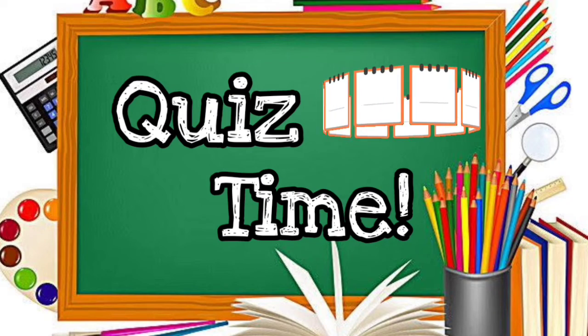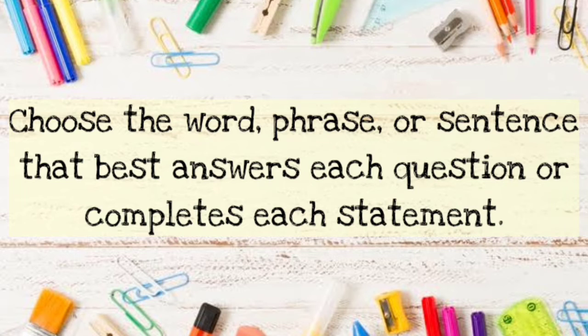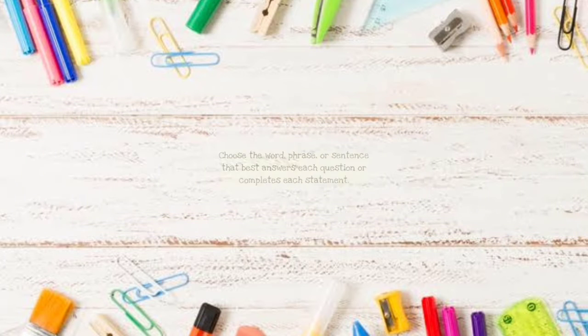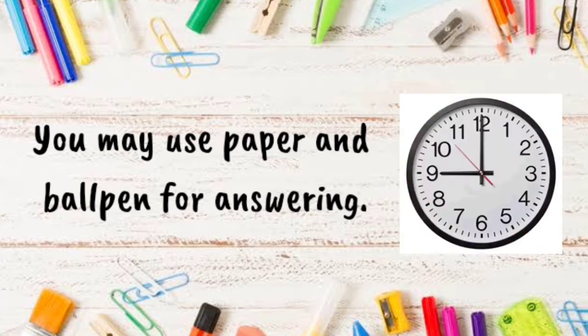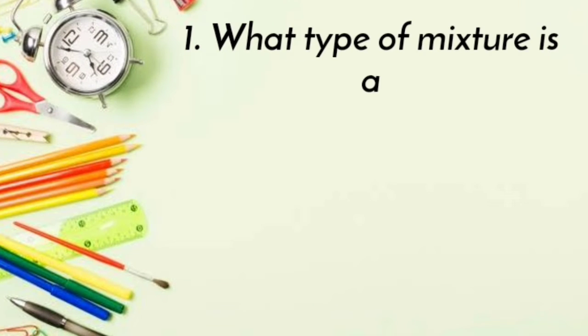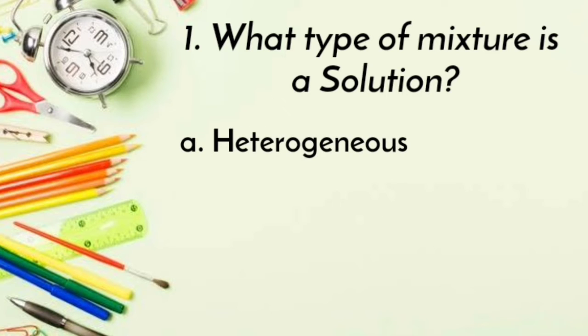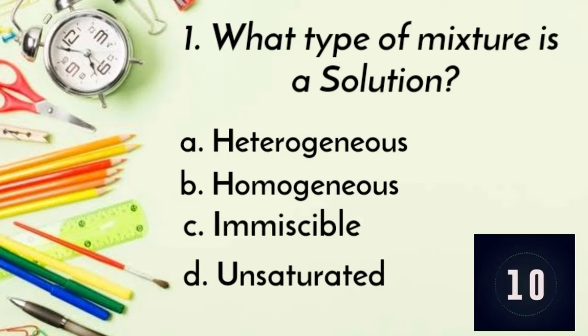It's time for your quiz. Choose the word, phrase, or sentence that best answers each question or completes each statement. You may use paper and ballpen for answering. I will give you 10 seconds to answer each item. Question number 1. What type of mixture is a solution? A. Heterogeneous. B. Homogeneous. C. Immiscible. Or letter D. Unsaturated.